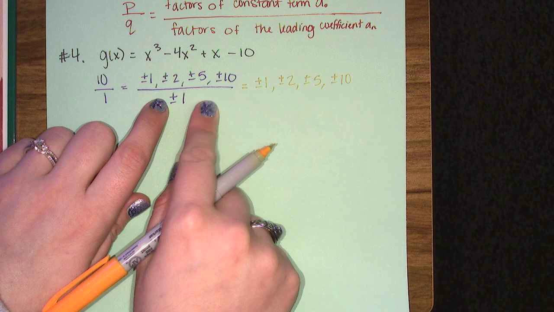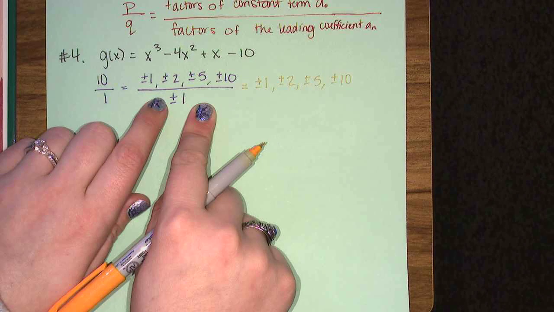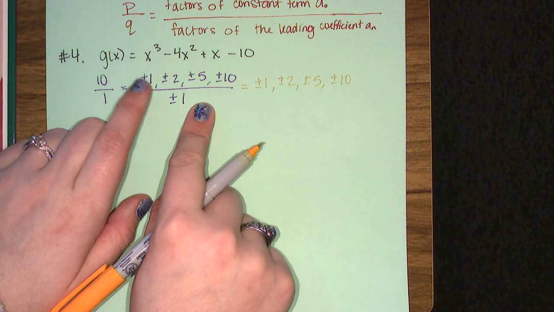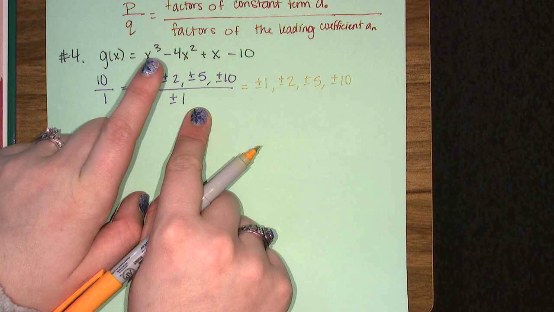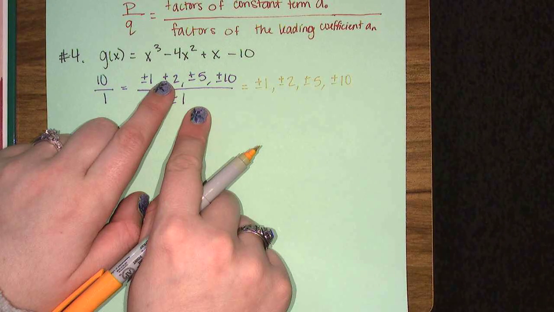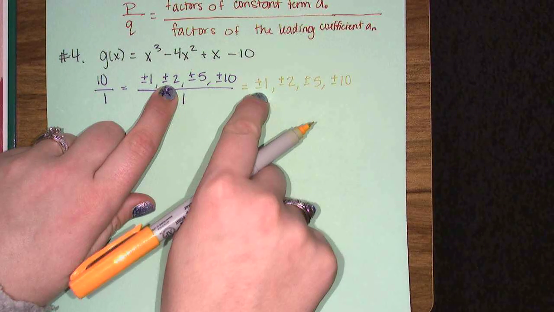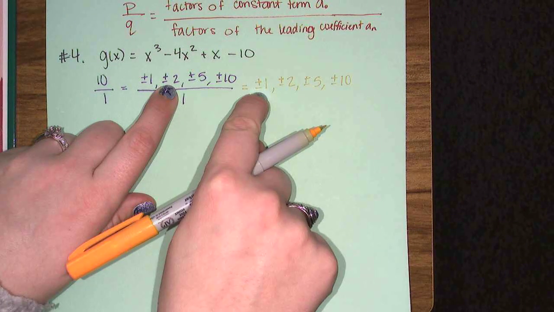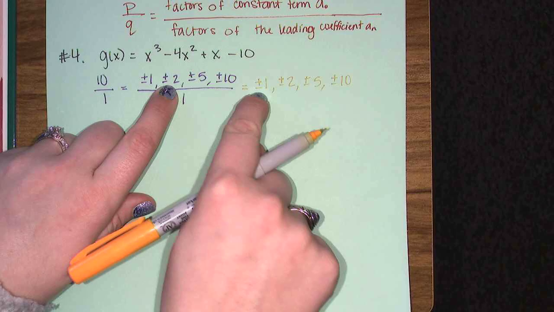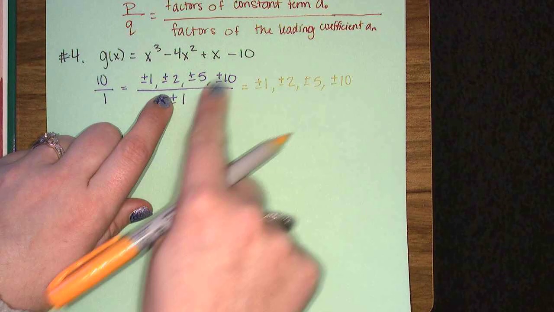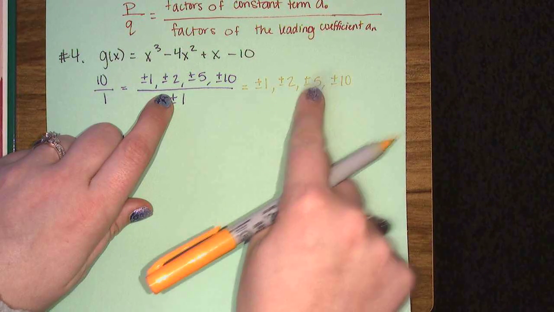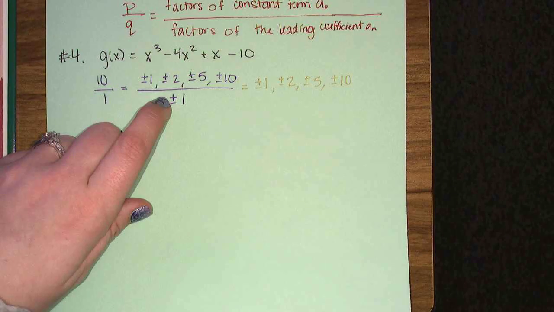So if there was also a 2 down here, it would have been also plus or minus 1 over 2. Now, if it was a 2 down here, this 2 over 2 is equal to 1. 1 is already written. We don't write it twice. Okay? You only write it once. Then it would have been 5 over 2 and 10 over 2, which was 5. 5 was already written, so we wouldn't have written it down.